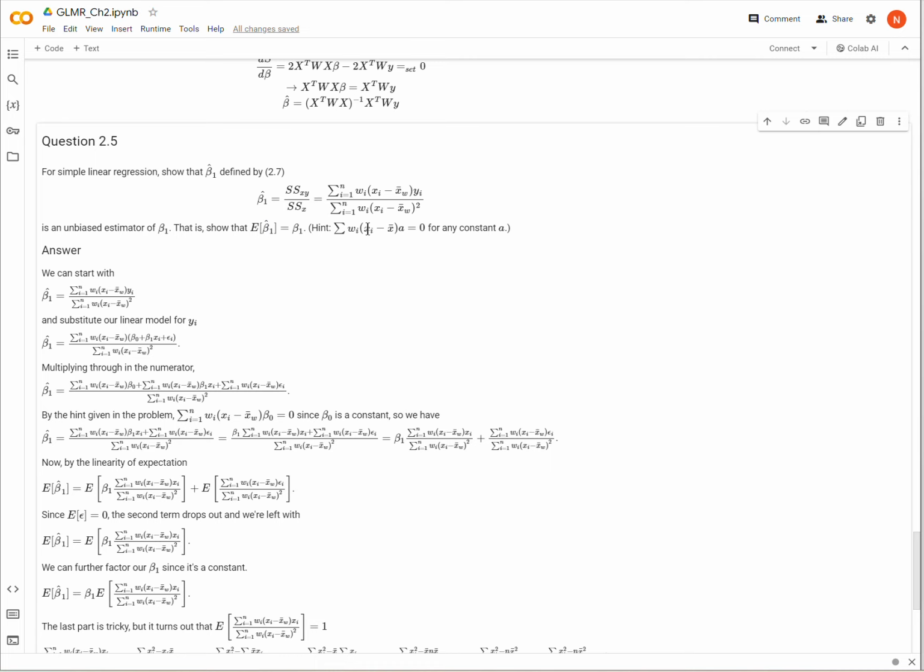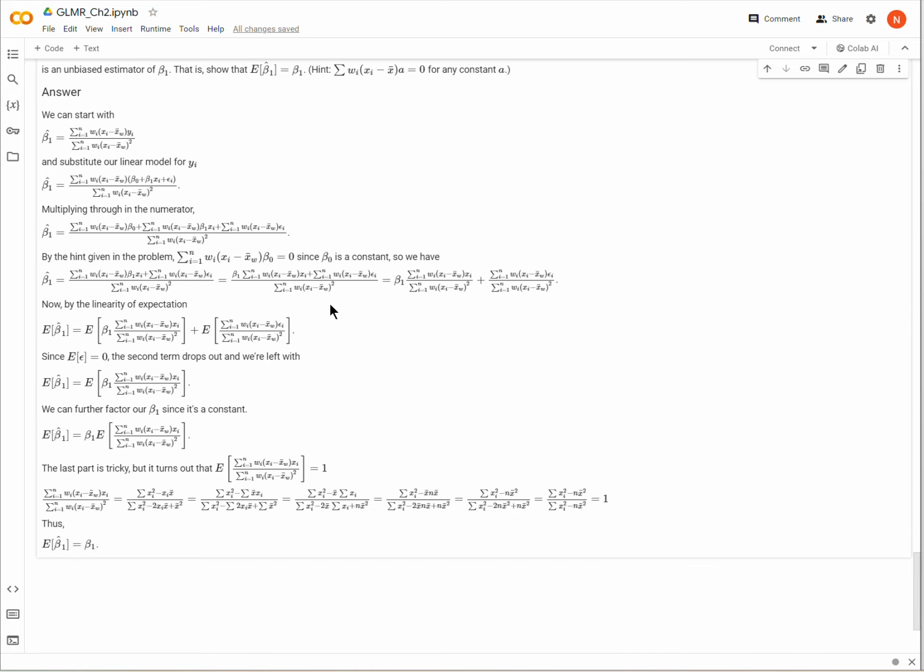Now we're going to use our hint, which was that this type of sum, where we have the weight, x minus its mean, times any constant a, is 0. I guess we're not going to prove that; we're going to take that for granted here. Beta naught is a constant, and so that means that this term right here drops out. Now we're left with the simplified term.